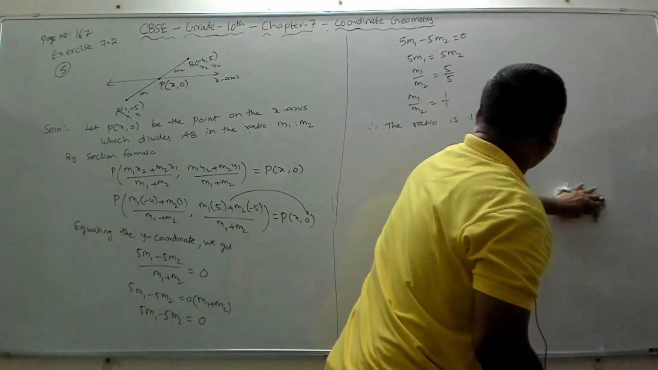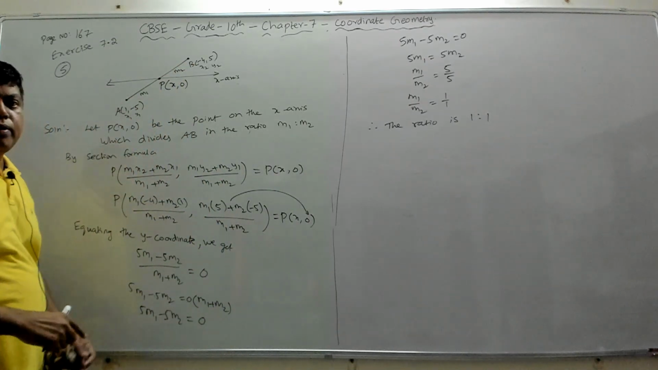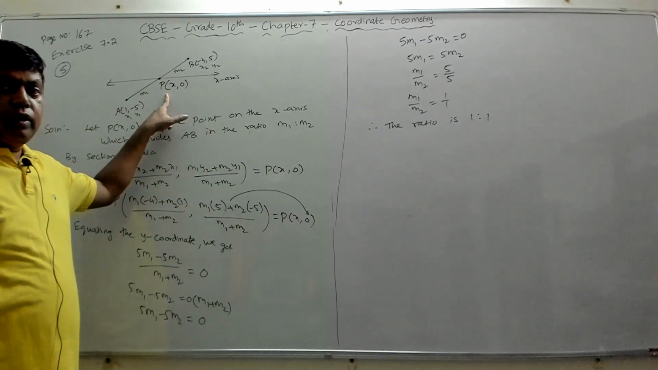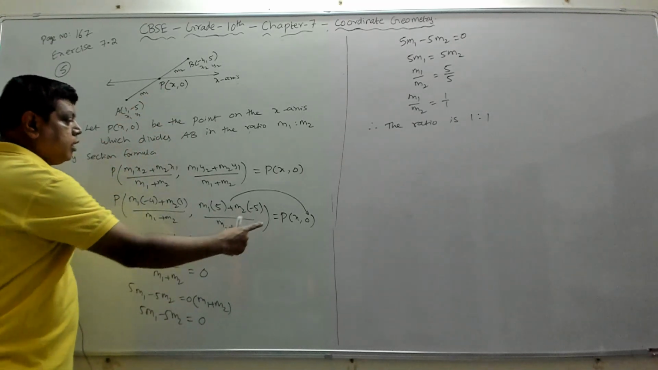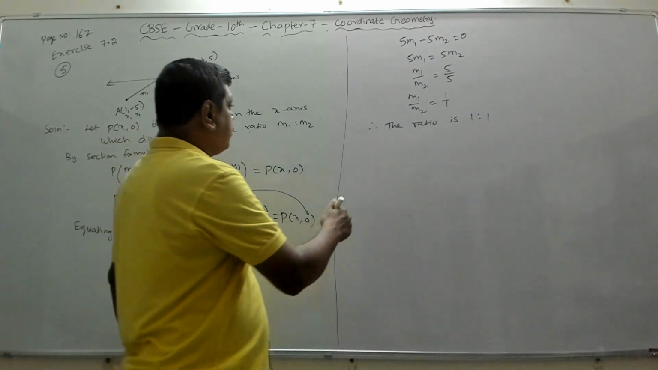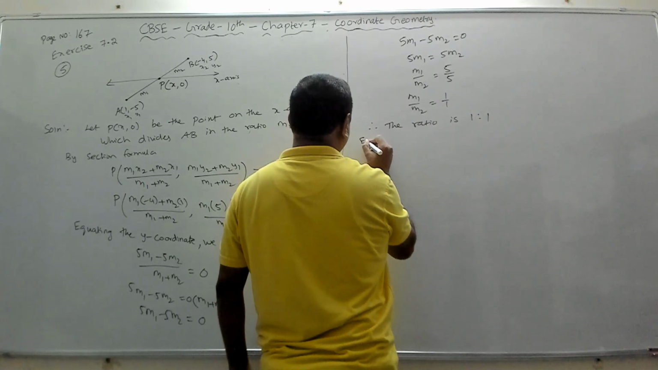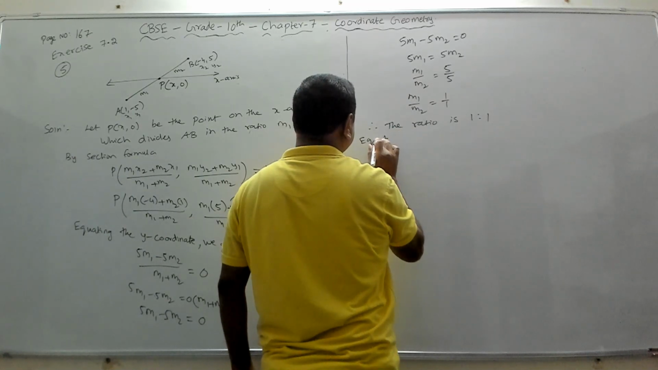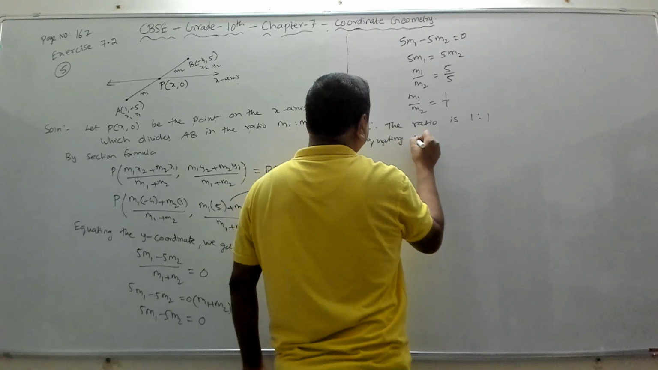Now we have found the ratio. Now we need to find the point of intersection where the x-axis is cutting AB, which means we have to find point P. To find point P, we should find the value of x, and we can find it because x is equal to this value. So if we find this value, we'll get x. So we'll say equating, or finding, the x coordinate.